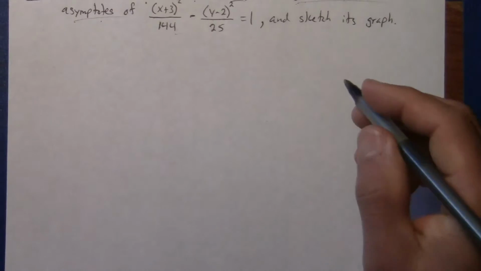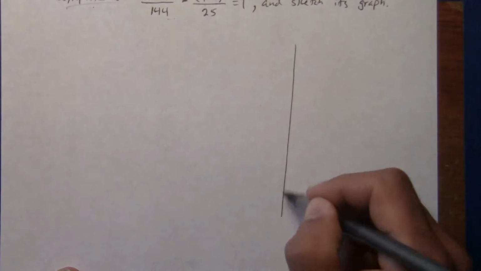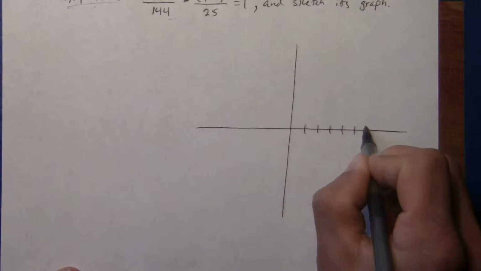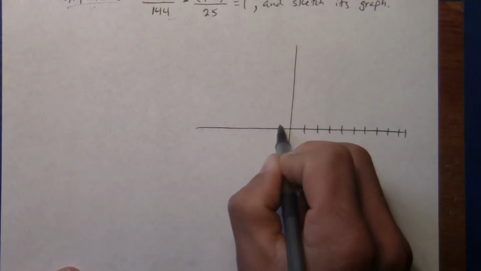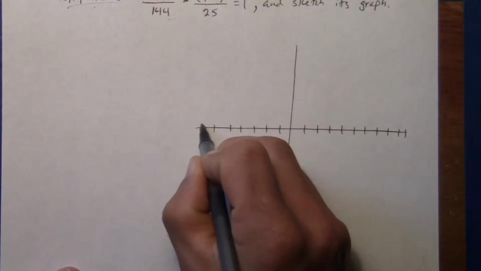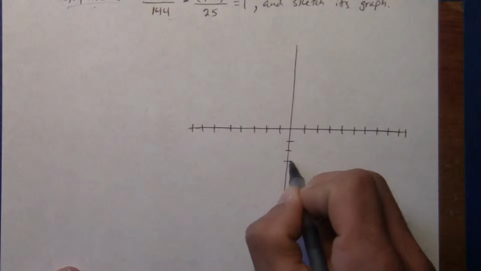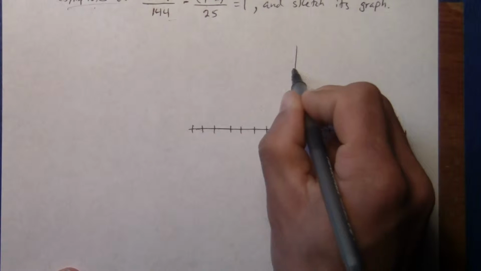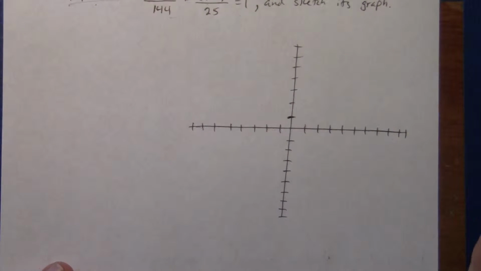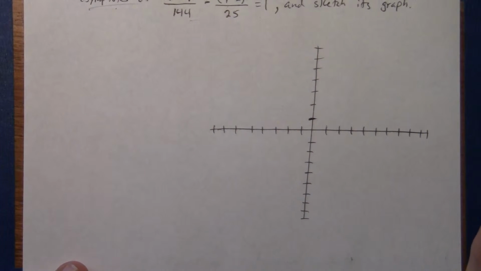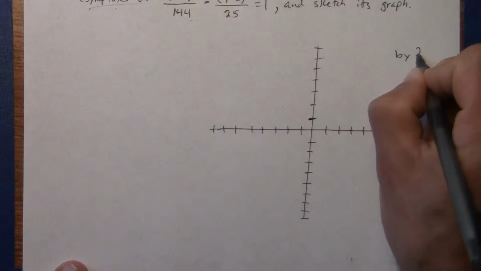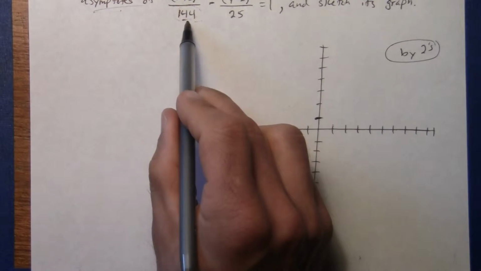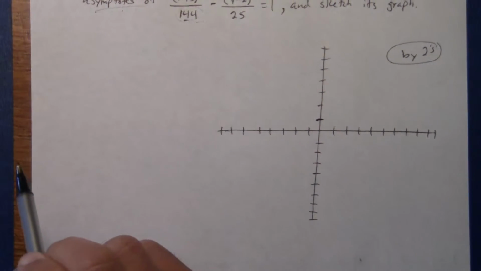So okay, to start with, I'm going to give myself a graph here, so let's do that. Alright, and I'm going to be going by 2's, if that's okay with you. I'm going to do that because I recognize that my denominator, when I take the square root of that, is going to give me 12. So I'm going to have to move quite a distance.